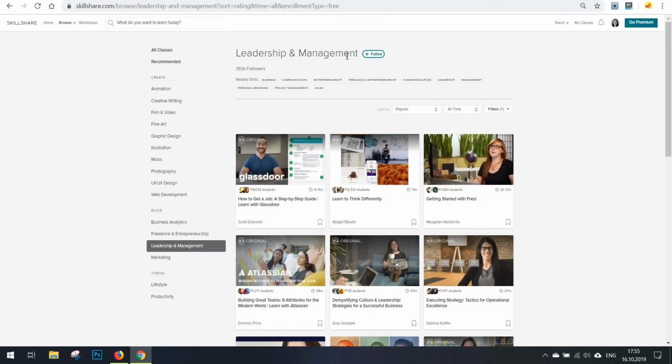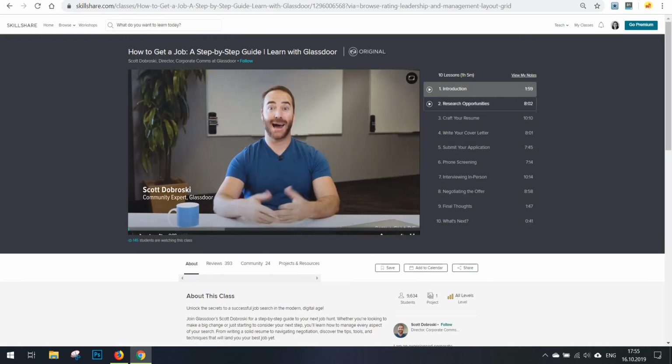Then there's the leadership and management section, where you can find courses such as how to get a job, which obviously is a free course because most people who would be looking for a job won't really have the money to put into a course. So this is definitely a great help to anybody who needs some advice on finding a new job.